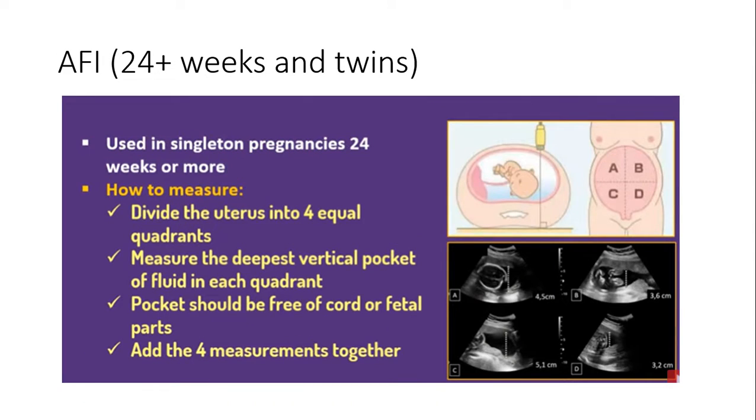Also, this AFI, or amniotic fluid index, which we usually do in the third trimester, 24 plus weeks, and especially we also utilize this method in case of twin gestation. As I mentioned before, we need to divide the uterus into 4 equal quadrants. Again, we need to measure the deepest vertical pocket of fluid in each quadrant. Pocket should be free of cord and fetal parts, again. And then we sum these 4 measurements together.